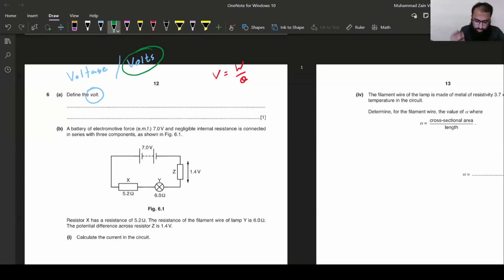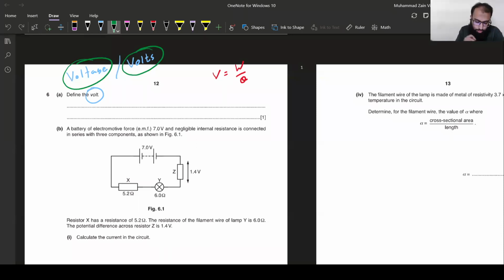Voltage is the actual quantity, and volts are the units. Voltage is the name of the quantity, and volts are the units of that quantity.